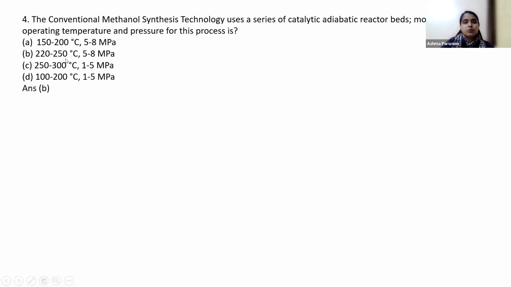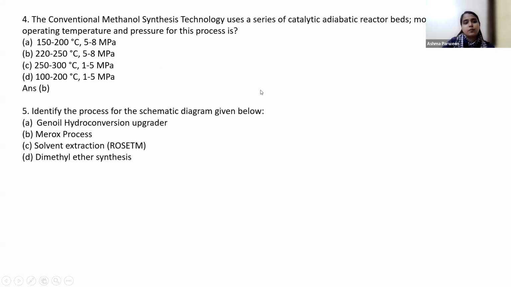Answer is B. The temperature range is 220 to 250 degrees centigrade and the pressure is between 5 to 8 megapascal.